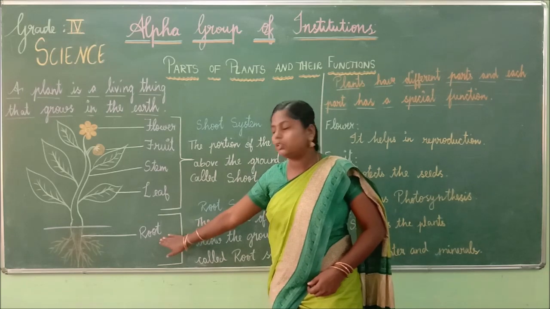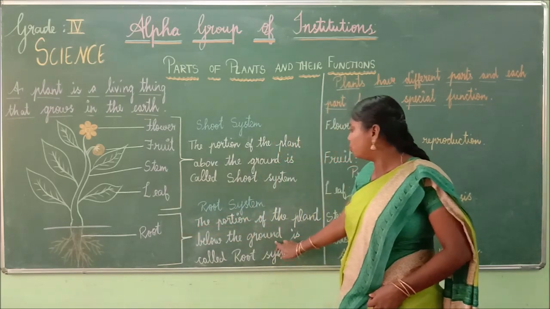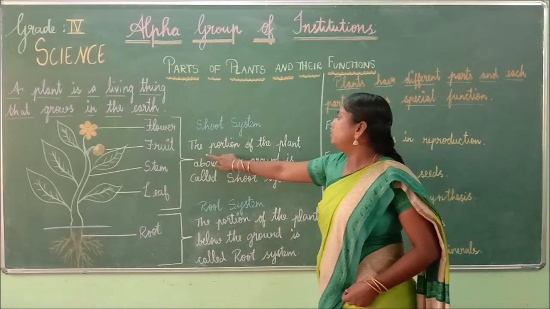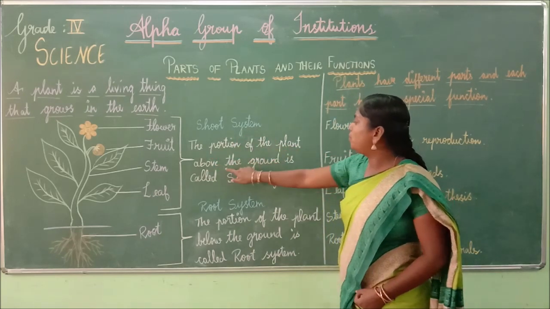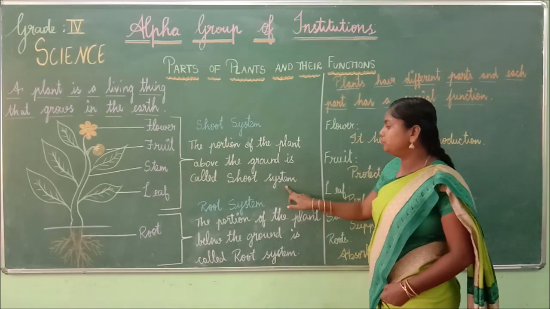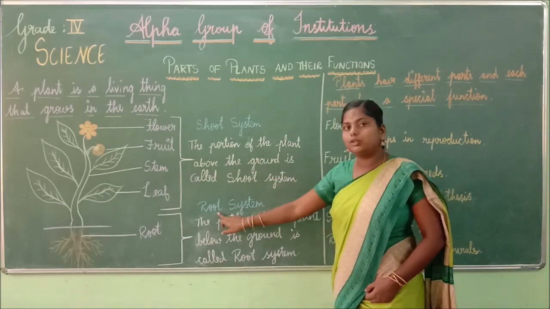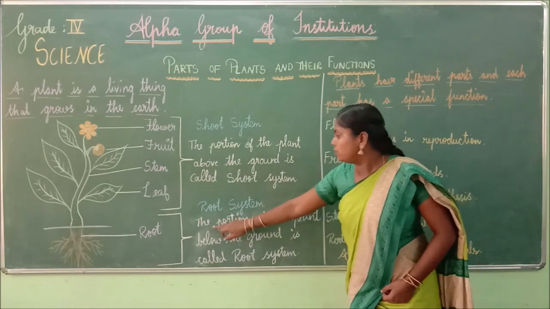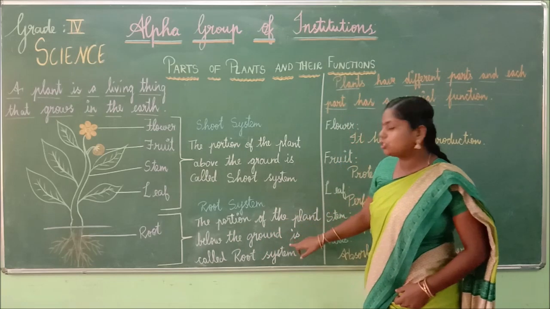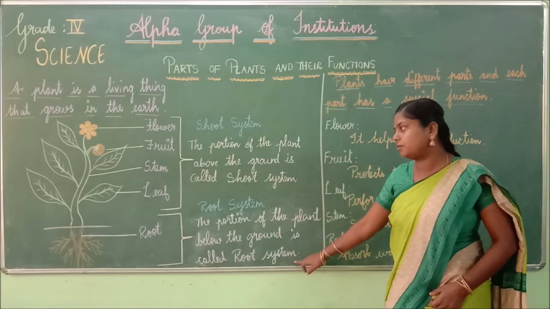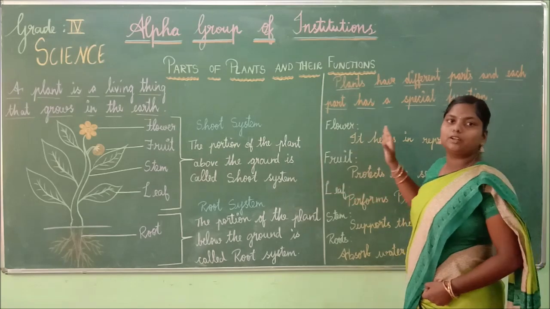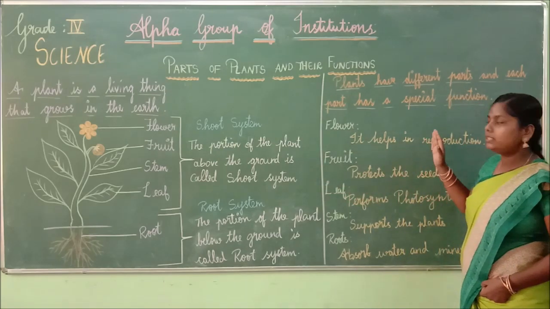This root system is under the ground. Shall we read it again? Shoot system. The portion of the plant above the ground is called shoot system. The next one is root system. The portion of the plant below the ground is called root system. Are you clear with this, students? Very good. Then next we can go to the functions of their parts.